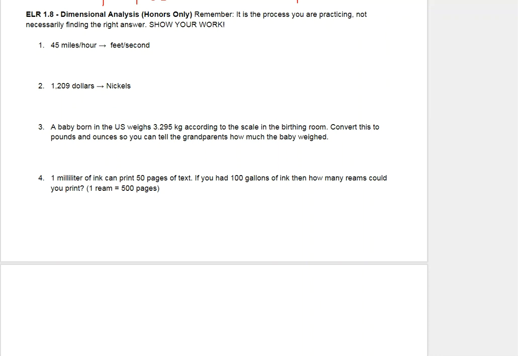I want you to show me how your units canceled out, because that's the important part when it comes to dimensional analysis. So number one is asking us to go from 45 miles per hour and turn that into feet per second. I always start out with the thing that I'm starting with, or on the other side, the thing that I want to end with. So I know I'm going to go from 45 miles for every 1 hour. That's what miles per hour means. And I want to end up over on the right-hand side in feet per second. So whatever that ends up being, we need to convert these units.